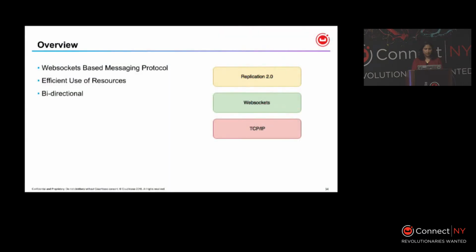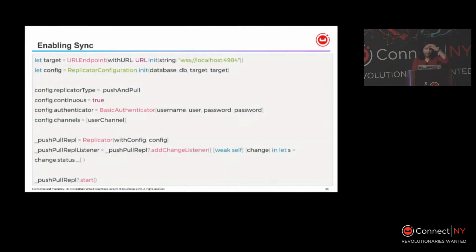Replication 2.0 is a WebSockets-based protocol, and so it's bidirectional, very efficient, right? I mean, you've got a single socket used for push and pull. This is what you would do for enabling sync. You saw a version of this when you did on-device replication. You specify the URL endpoint. So in the previous case, when you were doing on-device replication, you specified a database endpoint. So you say, okay, this is my endpoint, and of course, you can use WSS, which is the WebSockets secure version of WebSockets. And you can specify a whole bunch of configuration values.